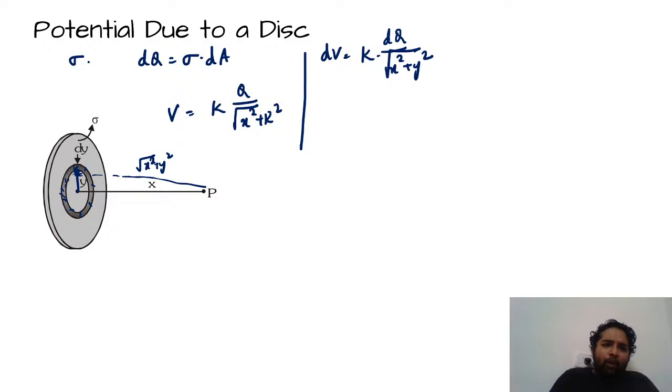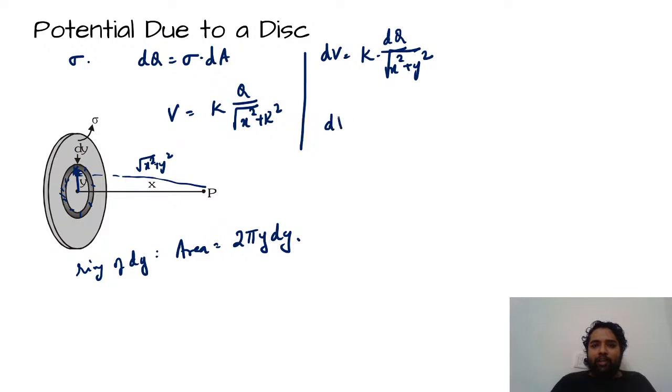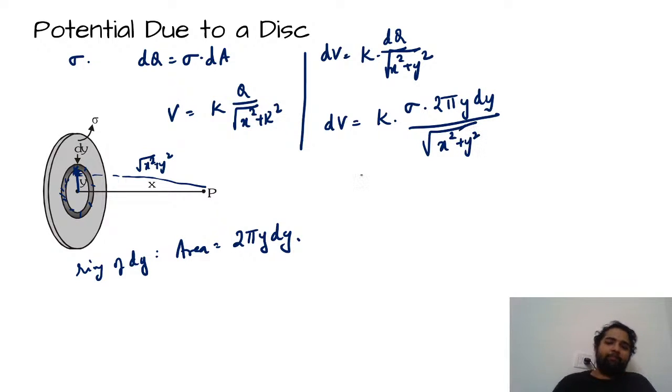What is the small area of this? A ring with a small thickness, a ring of thickness dy, the area will be equal to circumference into thickness, right? So I can directly write 2 pi y dy, and the whole thing is done. Now dV is equal to k into sigma into area, which is 2 pi y dy, by root over x square plus y square.